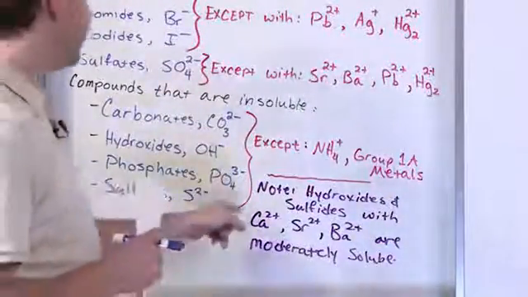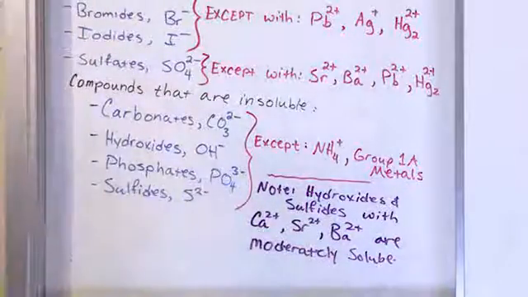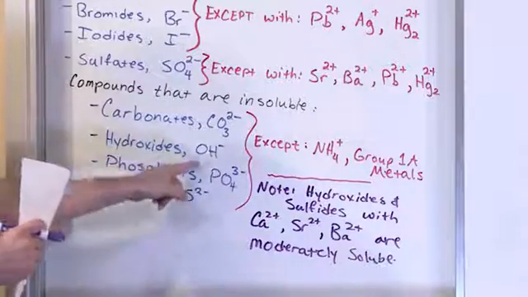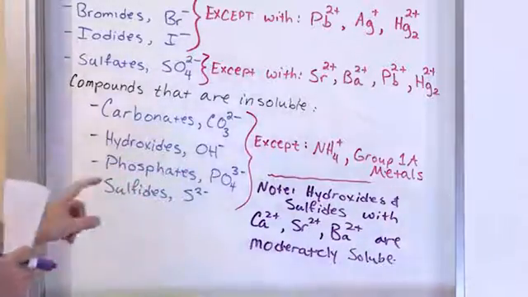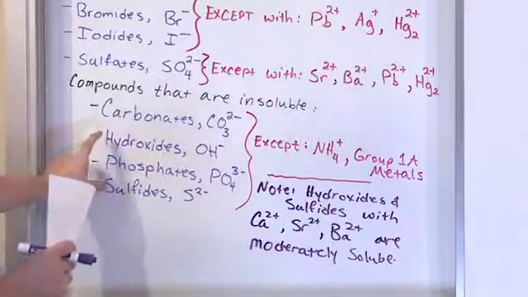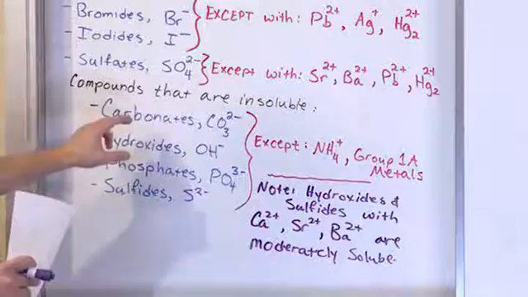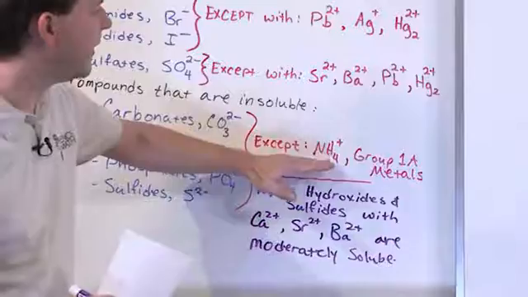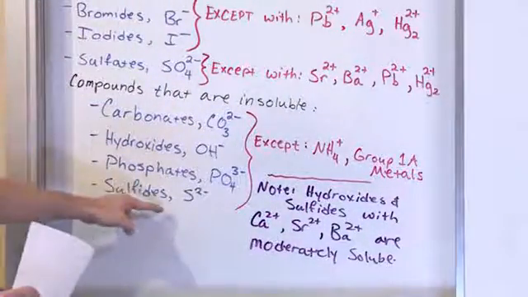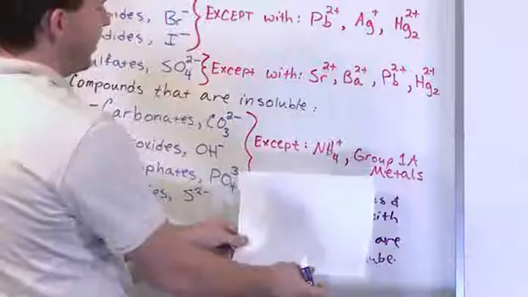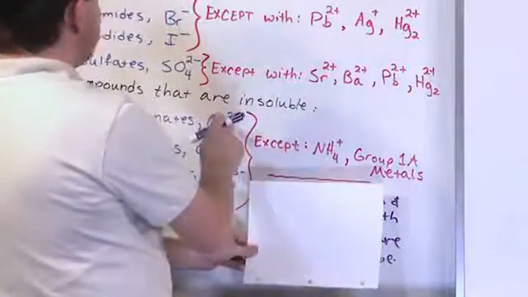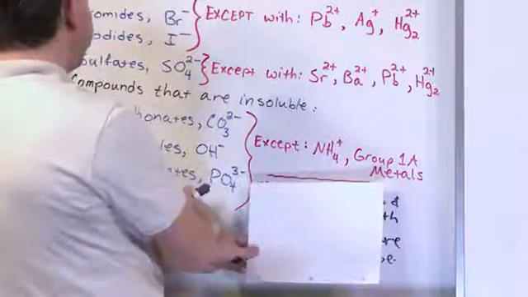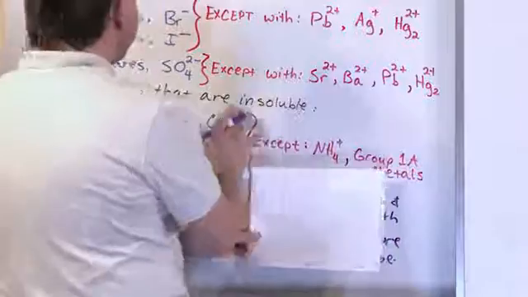Hydroxides and sulfides with calcium, strontium, and barium are moderately soluble. So what this is saying is, I've got the exception here, right? I've got the carbonates, the hydroxides, the phosphates, and the sulfides. They're not soluble unless this exception applies. This exception applies to all of these things. The big exception is that ammonium carbonate is soluble, ammonium hydroxide is soluble, ammonium phosphate is soluble, ammonium sulfide is also soluble. So this exception applies to everything here.